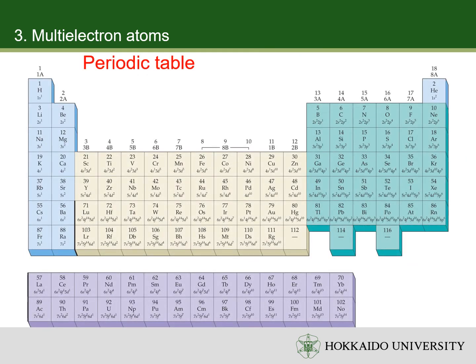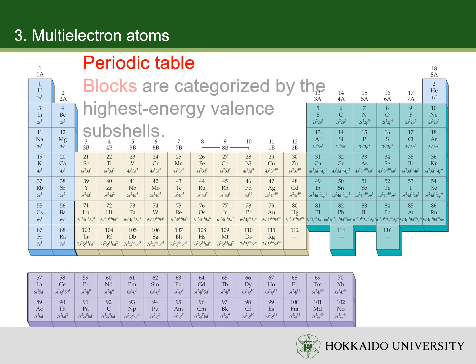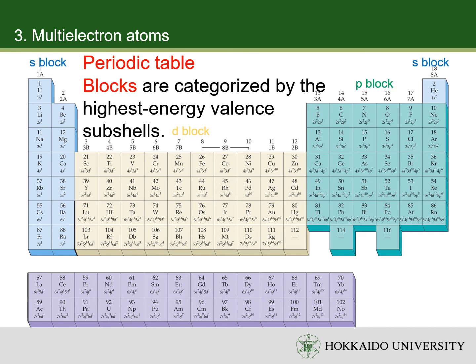All the elements are displayed in the periodic table. The periodic table is divided into 4 blocks. The blocks are named according to their elements' highest energy valence subshells. The elements whose highest energy valence subshells are S, P, D and F subshells form S, P, D and F blocks. S, P, and D blocks are drawn next to each other, while the F block is drawn separately.